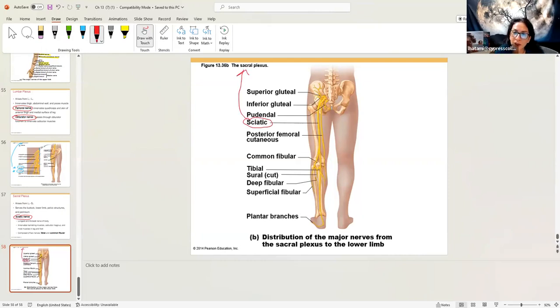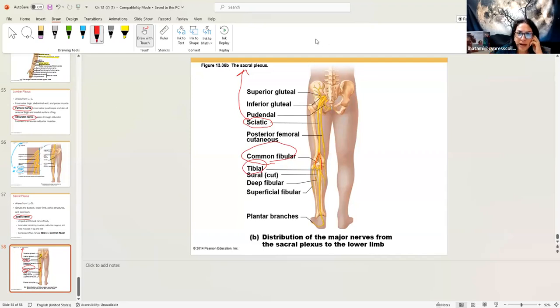As you can see, it's going to pass behind the thigh region. It's going to innervate the hamstring muscle group, which we have here. And then at the popliteal region, it's going to branch into two other nerves, which are also important. We have the common fibular nerve going to pass at the fibular side or lateral side of the leg. And then the tibial nerve, which is going to pass at the tibial side or the medial side of the leg. So common fibular and tibial nerve are also associated with the sacral plexus.